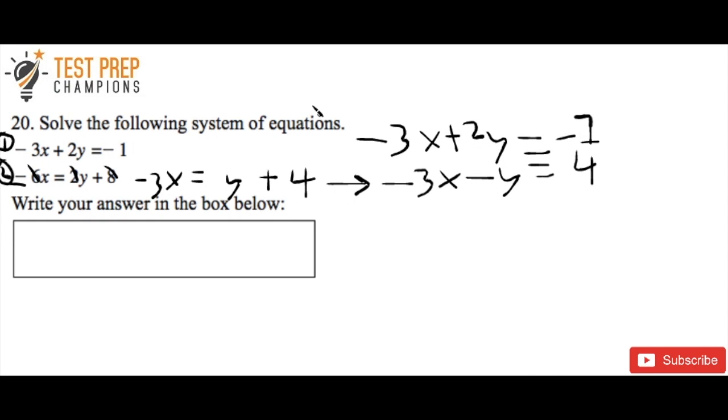We could do the same for the top, so let's do it to the top. In the top equation, let's multiply everything by negative 1. So then we would rewrite this. What's negative 1 times negative 3? Well, of course, it's 3, so we have 3x minus 2y equals positive 1.